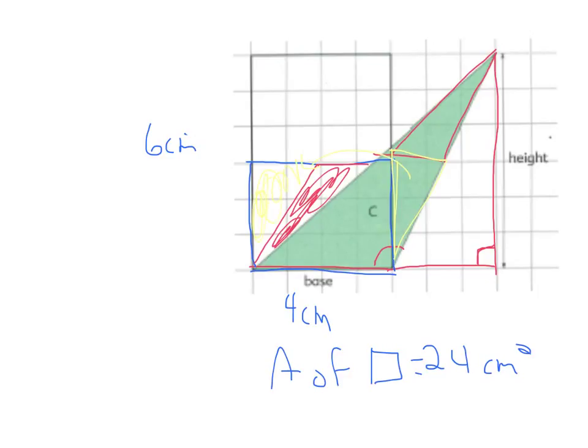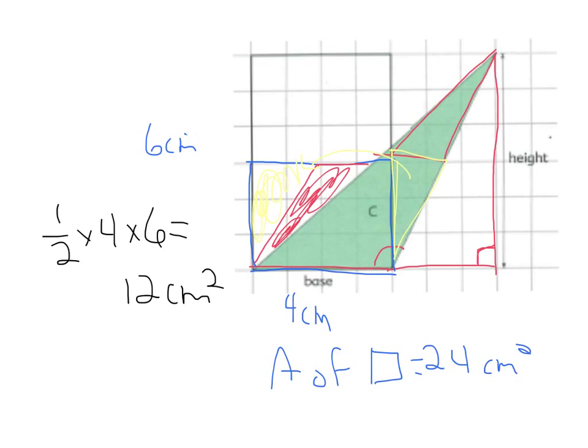I'll go ahead and tell you, and we'll practice it in class to prove that it's true, that for this triangle we could also do 1/2 times the base times the height. And we would find that half of 4 is 2, and 2 times 6 is 12, and that triangle C has an area of 12 square centimeters. And so we'll practice that.